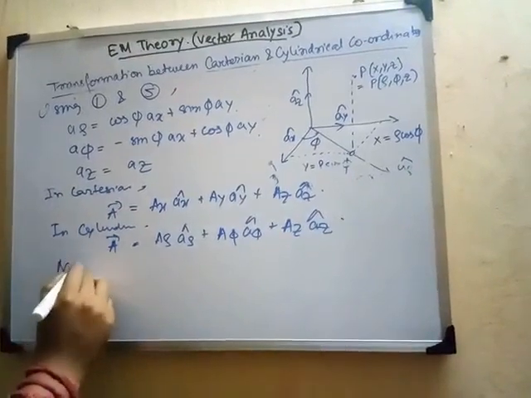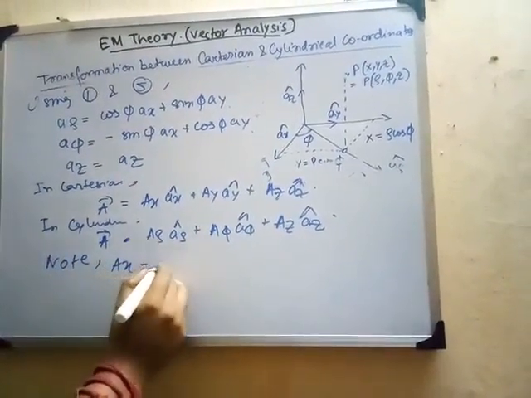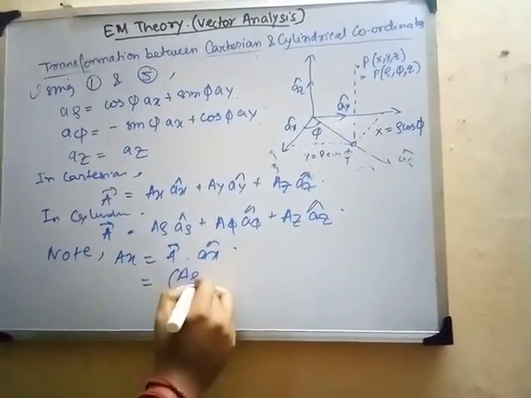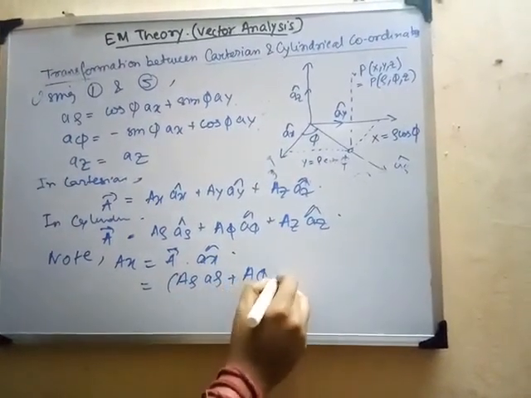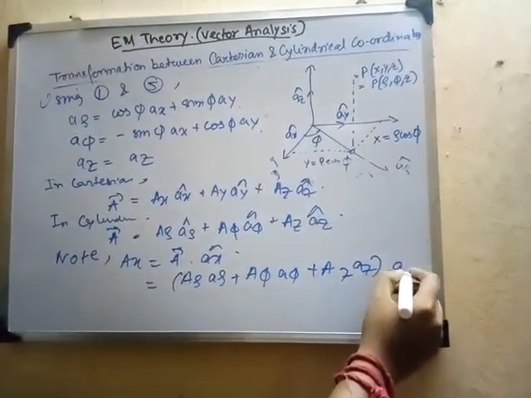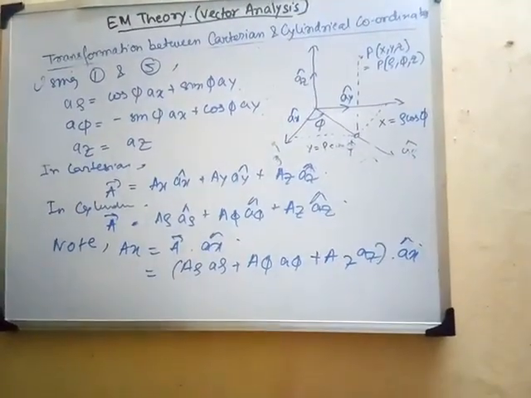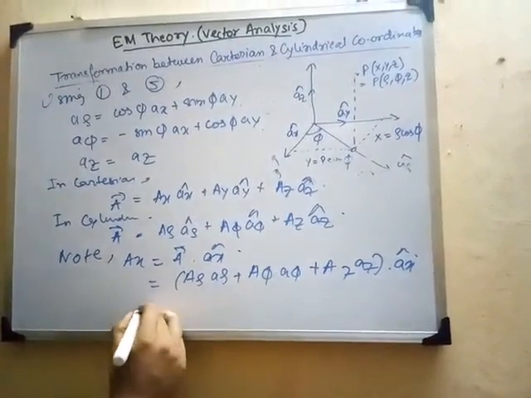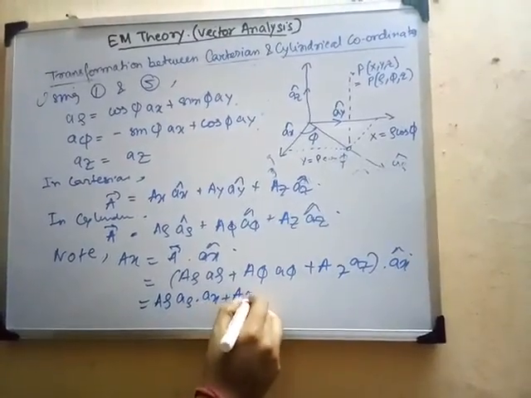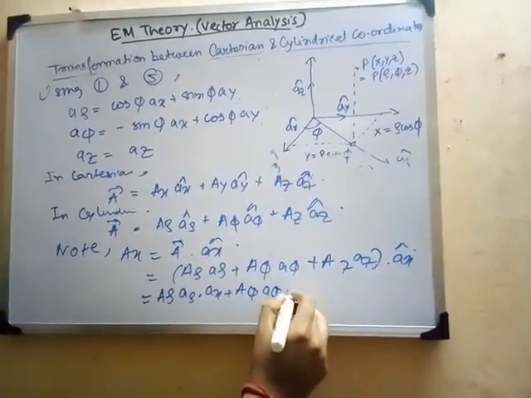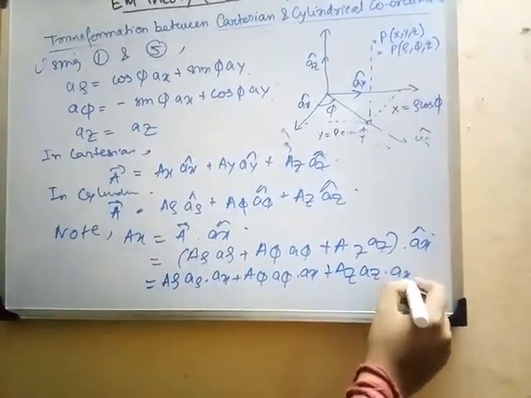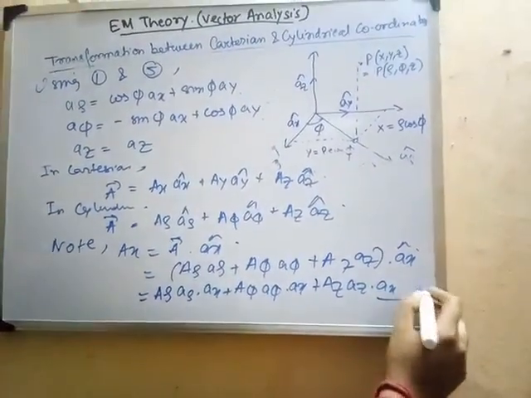Now you note that Ax equals A dot a_x, right? So we can write A rho a_rho plus A phi a_phi plus Az a_z, dot product with the unit vector a_x. From here we can write that this equals A rho a_rho dot a_x plus A phi a_phi dot a_x, we simply multiply it here, plus Az a_z dot a_x, right? So let us put that as our equation number 9.